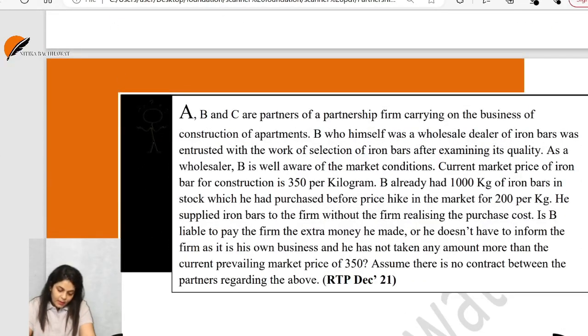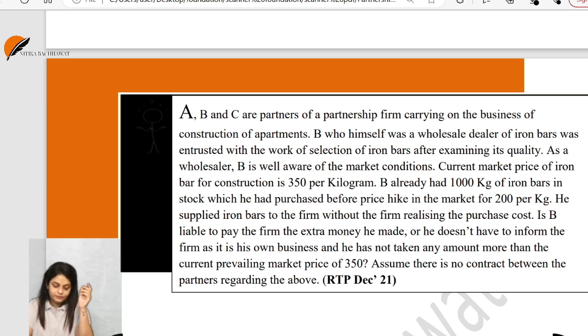A, B and C are partners of a partnership firm carrying on the business. These kind of questions will only be for 2 marks, right? Because there are only 2-3 lines of answers. You cannot create something on your own to write it, right? So this question would generally be for 2 marks. Even if they gave it for 4 marks, you just have to write whatever is there to write. You cannot add up anything.